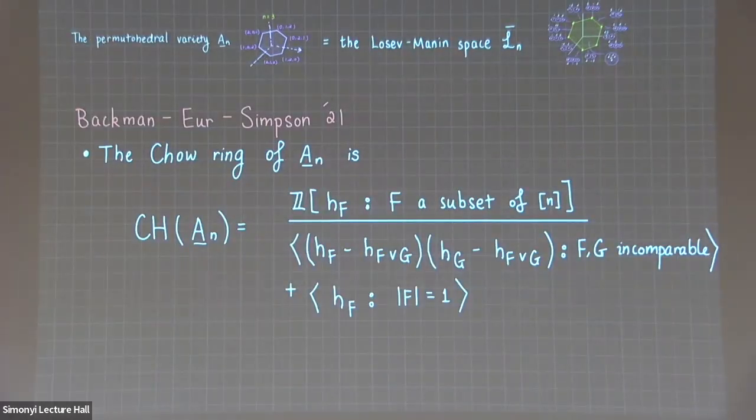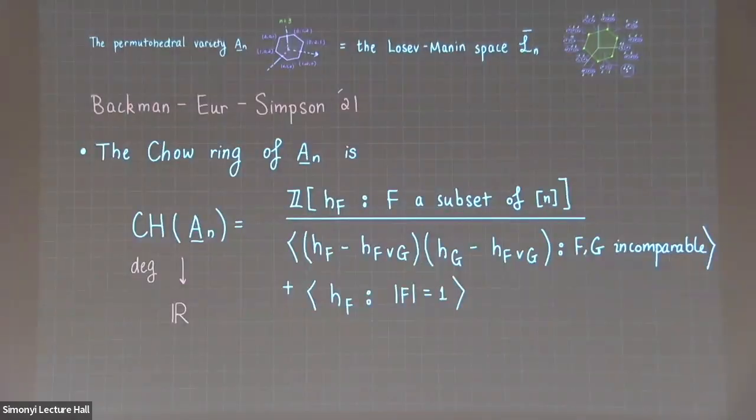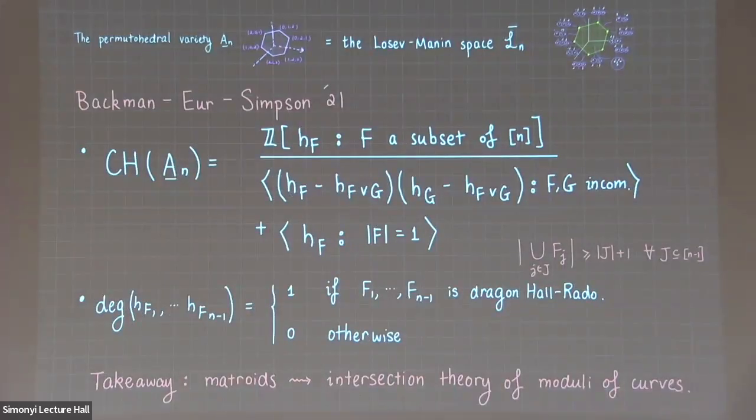Now, I personally am very interested in the intersection theory of varieties, and so I want to study the intersection theory of these moduli spaces. Because of this identification, and by the theorem that gives us a presentation of the Chow ring of any wonderful compactification, in particular this Bermudahedral variety, I have the presentation of the Chow ring like this. It's a ring generated by symbols H_F, one for each subset F of 1 through n, modulo some relations. Furthermore, if you have a coefficient ring R, there is a degree map by pushing forward the Chow ring to a point. That means we can compute intersection numbers when we intersect a bunch of classes that has the right dimension.